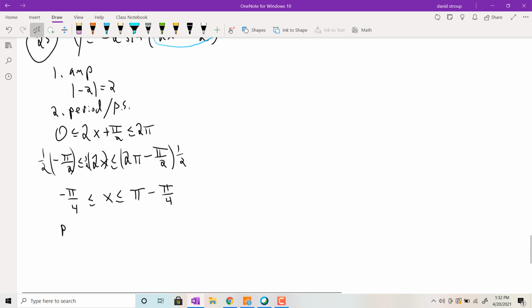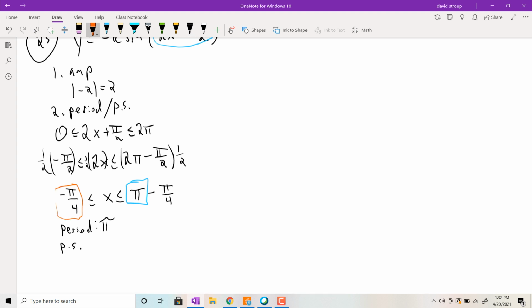Okay, so the period is basically, if you do it this way, it's going to be this thing here. Otherwise, you have to take this right side and just subtract the left side. They give you the same answer. It'll be pi minus pi over 4 minus negative pi over 4, which will be pi. So anyways, you have to identify the period as pi. The phase shift is just this number then on the left. Okay. So the phase shift will be negative pi over 4.